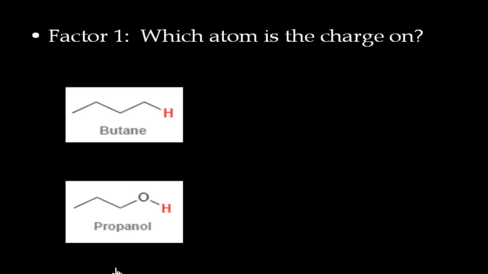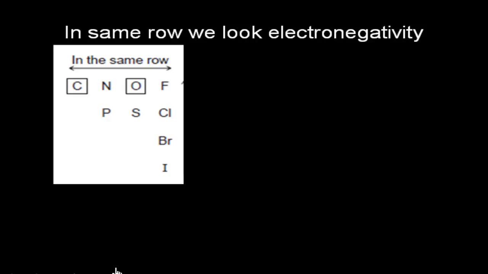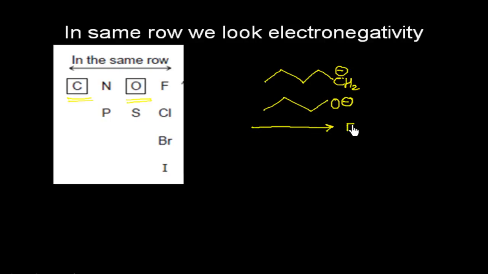Let us discuss more about the atom. If I am going across a row in the periodic table, we have to look at the electronegativity. In the previous case, in one case I have a negative charge on carbon, in the other case a negative charge on oxygen. So if I am going along the same row, I have to look at the electronegativity of the atom. Everybody knows carbon is less electronegative, nitrogen is more, oxygen is even more, and fluorine is the most electronegative. So if you go along the row in this direction, electronegativity increases.